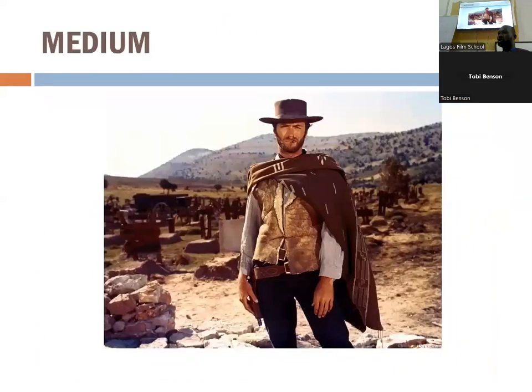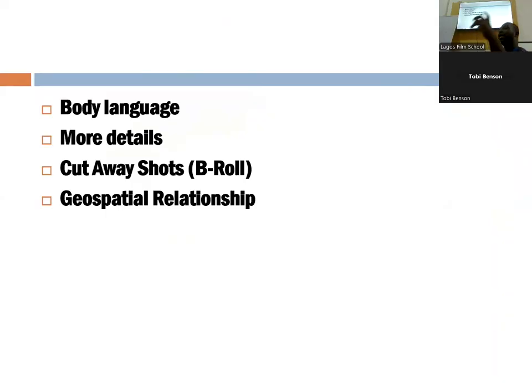Let's move to the medium shot. The medium shot is from the waist up, from head to waist. What is it for? It's for A, body language, and to show us more details than what a wide shot can give us. For example, what is that? I need something to drink. It's also how we shoot cutaway shots, B-roll, and finally, also for geospatial relationships.